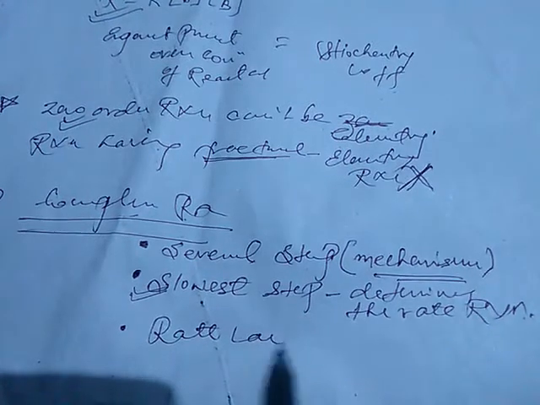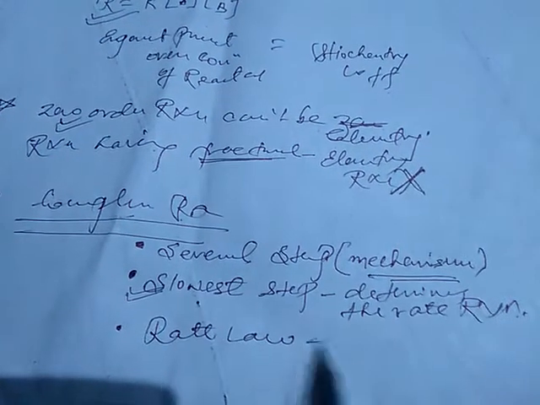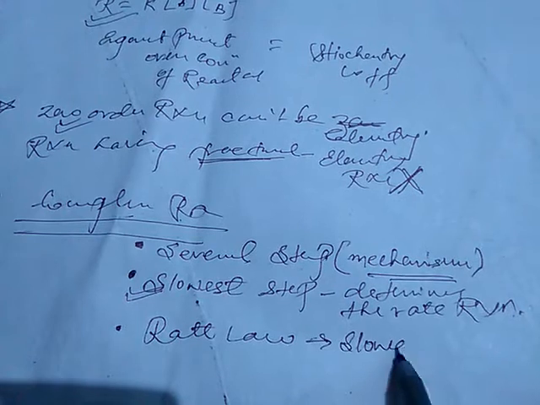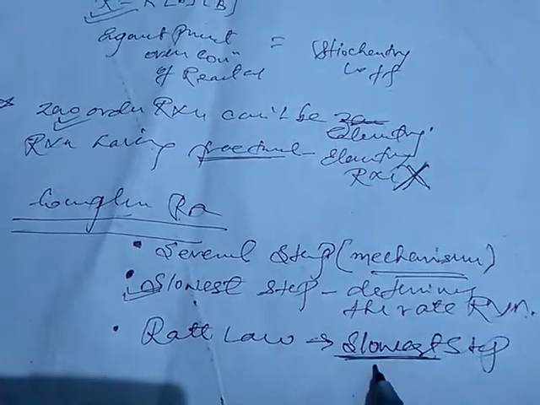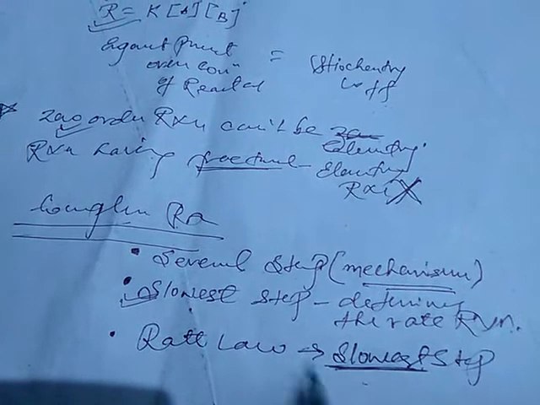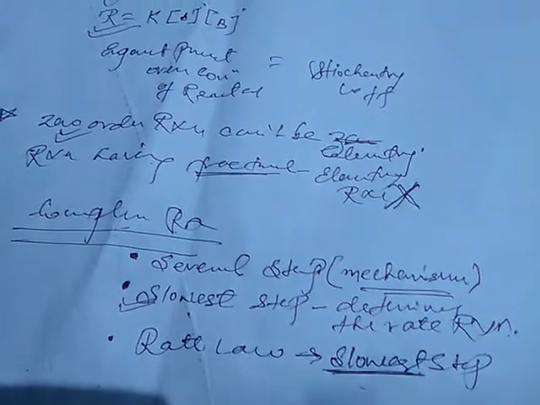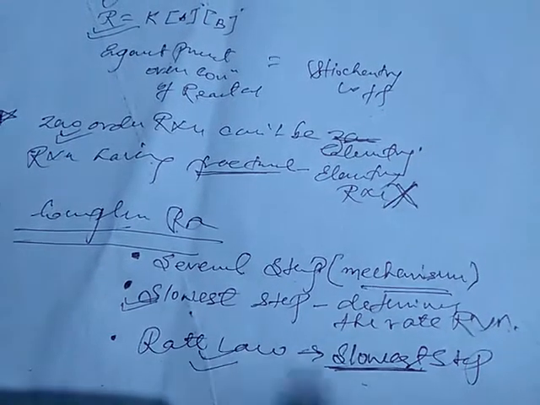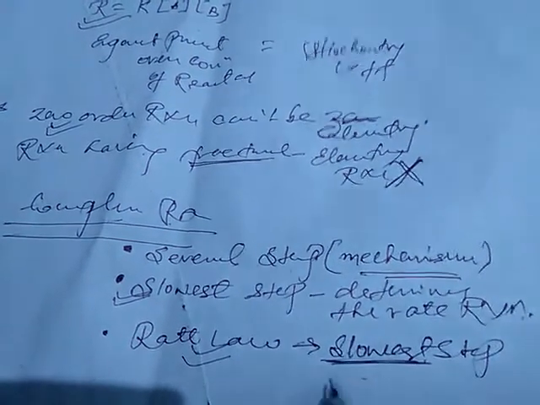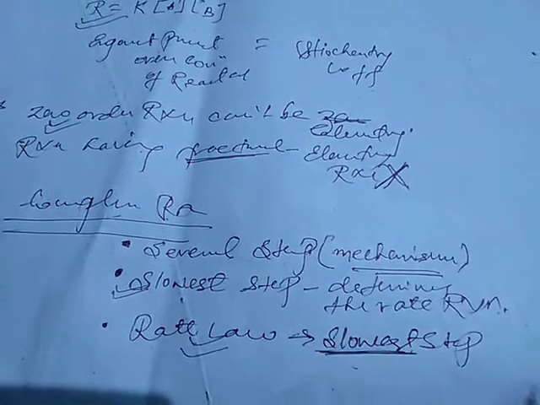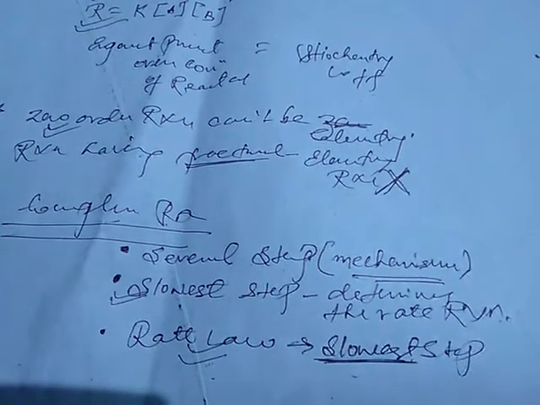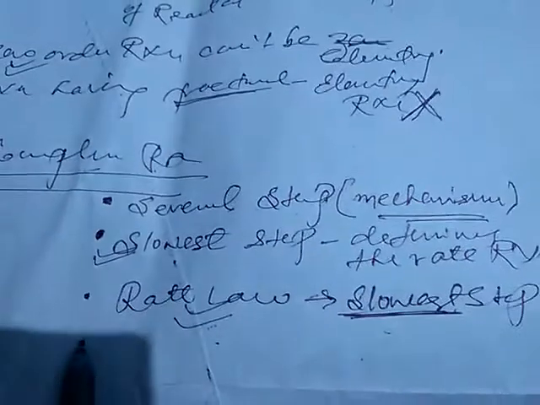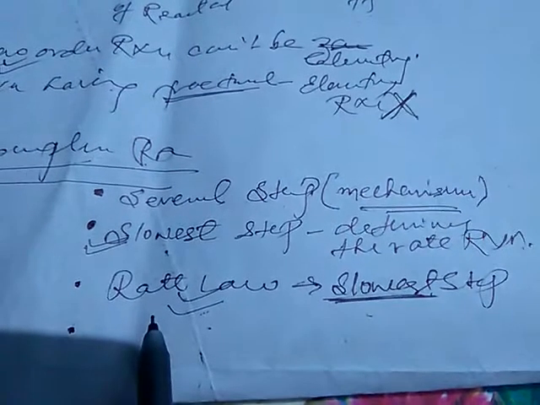If we have to write the rate law for a complex reaction, then once again we have to go towards the slowest step. The slowest step helps us write the rate law. The concentration of the reactant present in the slowest step will be used for writing the rate law for any complex reaction.